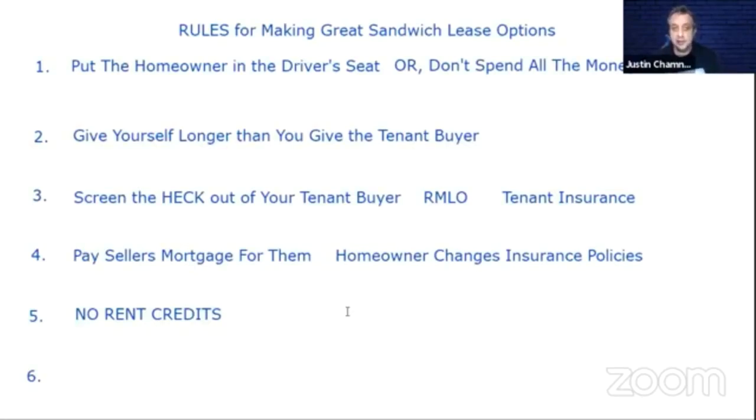Don't do it. The reason why you don't do it is because of the Dodd-Frank Act, okay? They are looking for people who are trying to do unscrupulous things to tenant buyers, promising them things and setting them up for failure. And that's not the business you're in, okay? So you keep it clean and you don't offer rent credits.